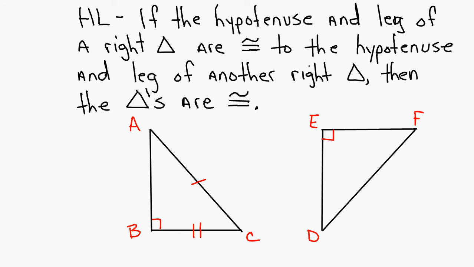If the hypotenuse and leg of one right triangle are congruent to the hypotenuse and leg of another right triangle, then the triangles are congruent. Got to be a right triangle though. Has to be a right triangle. Got it?